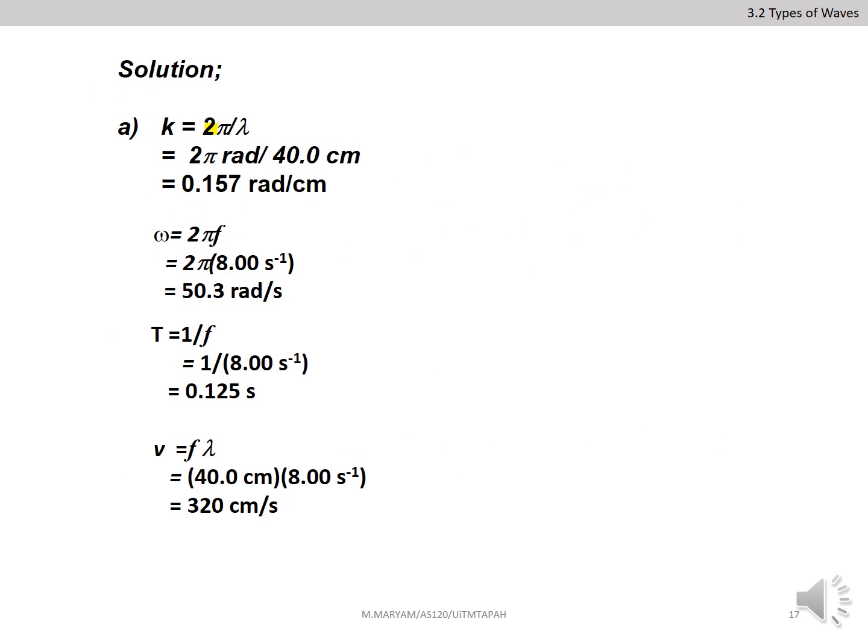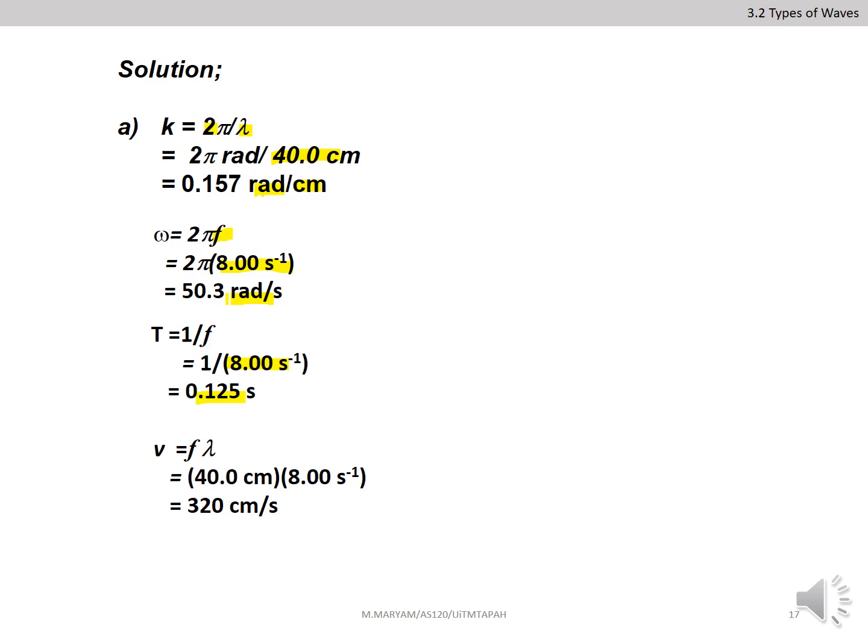2 pi is a constant. Lambda is already given in the question. So just substitute 40 centimeters here. So we get 0.157 radian per centimeter. Centimeter here because lambda is in centimeters. Omega equals 2 pi f. F is already given, 8 per second. So substituting, we get 50.3 radian per second. For period, T equals 1 over f. So just substitute the f here, and we get the value of the period.